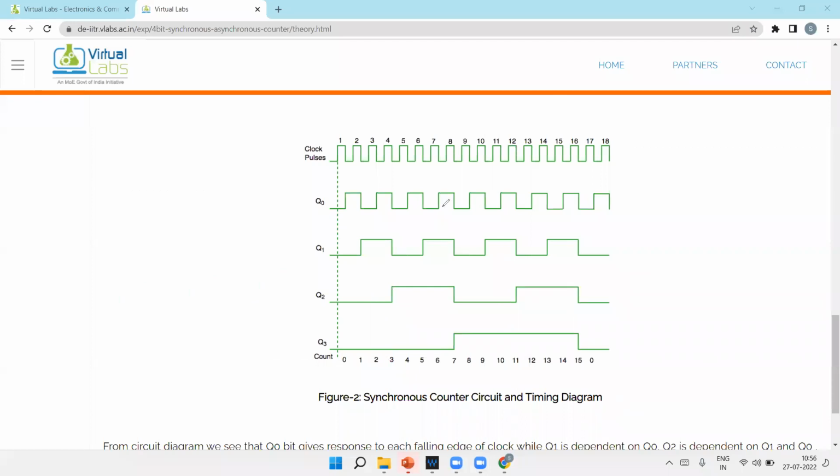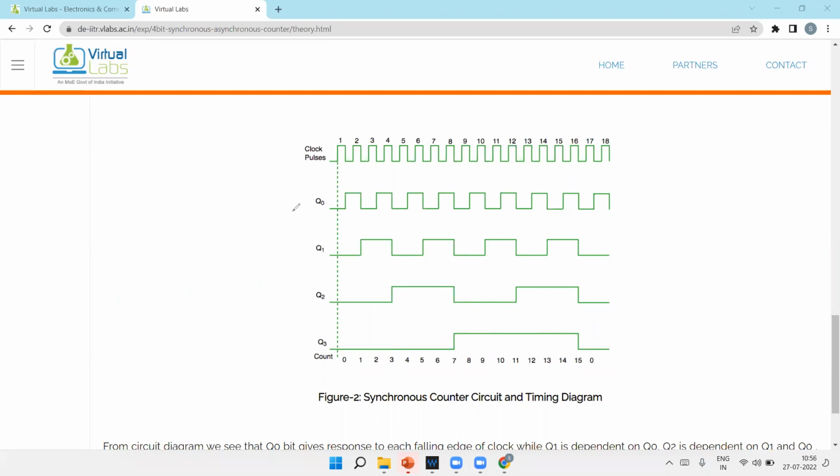For Q3, when all three previous outputs are 1, 1, 1, and this is a falling edge, this is a falling edge, this is a falling edge, then only it is toggling 1 to 0. Okay, so that is the concept.